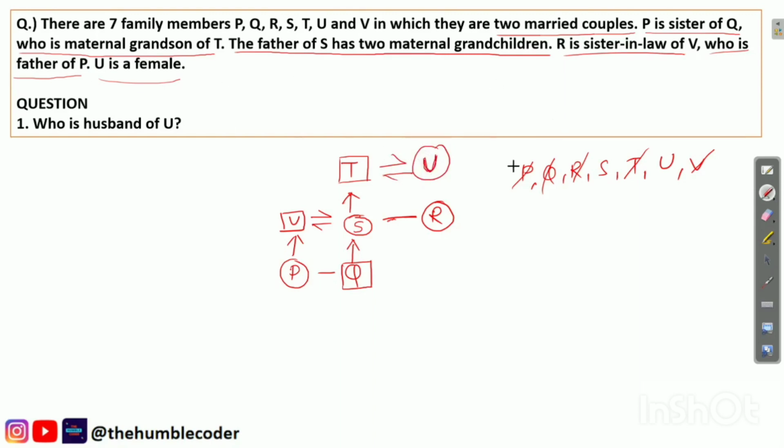Now we have made the complete tree. So now let us see what is the question that we have. Who is the husband of U? So we have U over here, and the husband of U is T. So the correct answer for this is T is the husband of U. So in this way you can get the questions based on family tree.